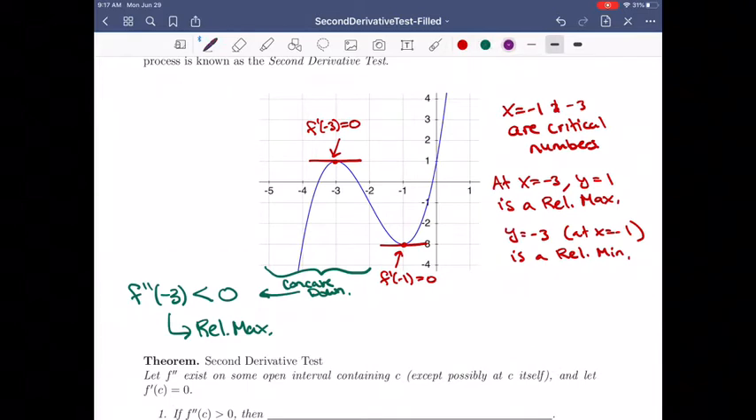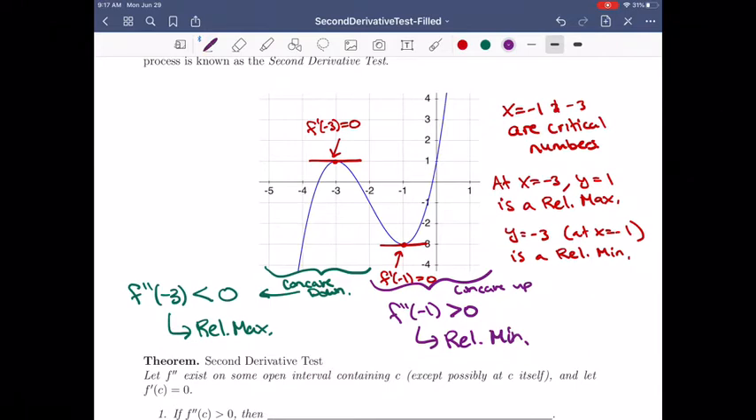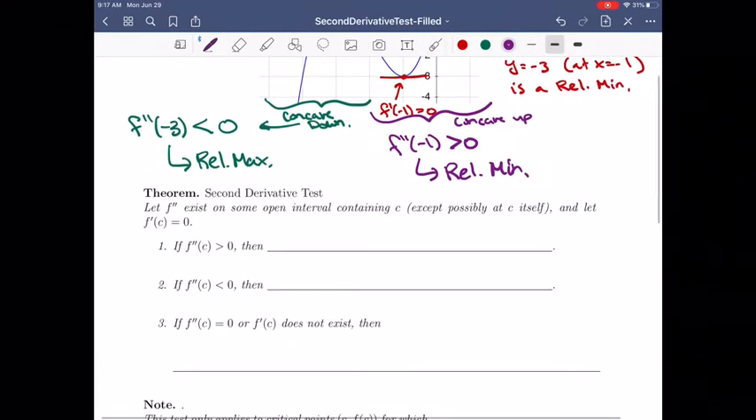Now, for -1, the second derivative here is positive, because on this interval, the graph is concave up. When you have a critical number with derivative 0 and the second derivative positive, that tells you that it has to be the bottom of some valley, so therefore a relative minimum. So that's what's going on in this second derivative test.